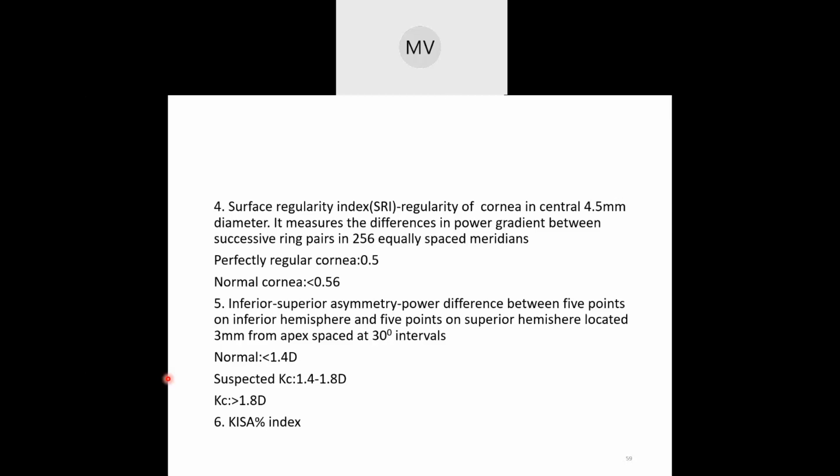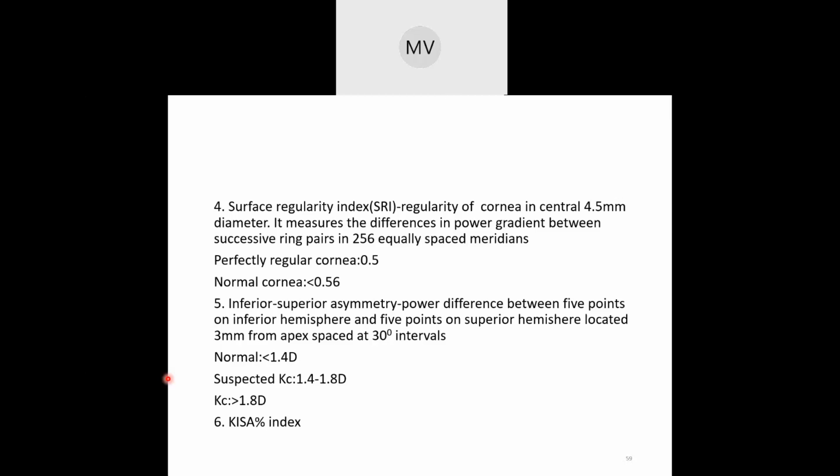Inferior superior asymmetry: power difference between 5 points on the inferior hemisphere and 5 points on the superior hemisphere located 3 millimeter from the apex, spaced at 30 degree intervals, are being measured. So the normal values will be less than 1.4 diopter. Suspected keratoconic values will be 1.4 to 1.8 diopter. If it is more than 1.8, then we can say that the patient is having keratoconus.